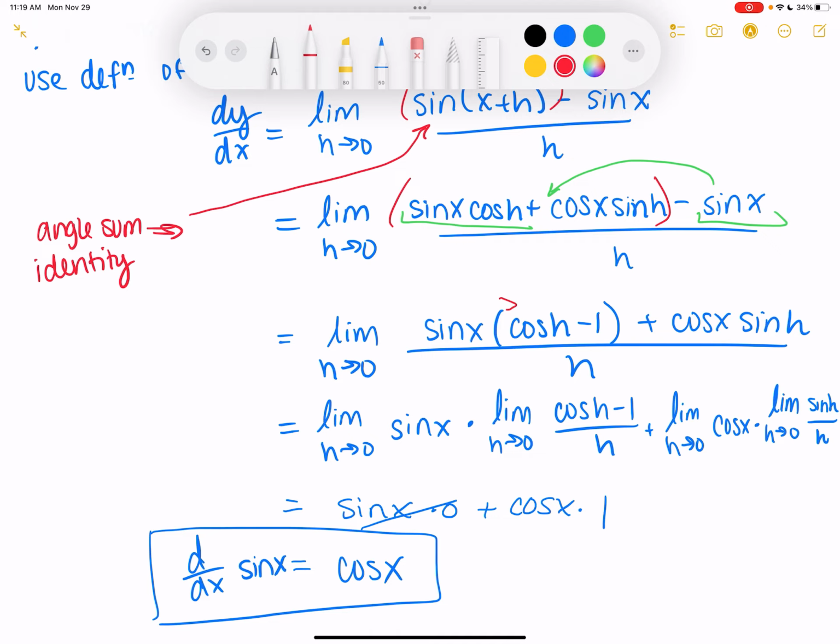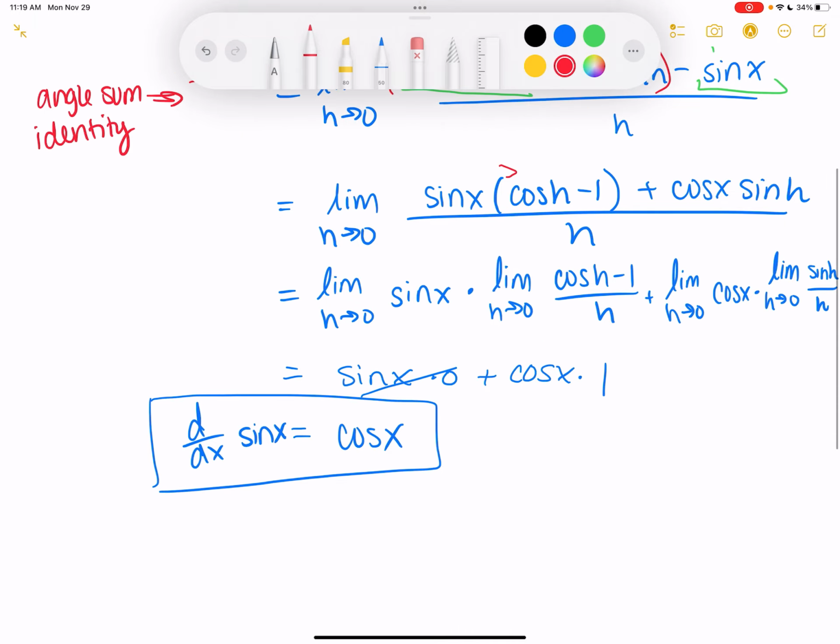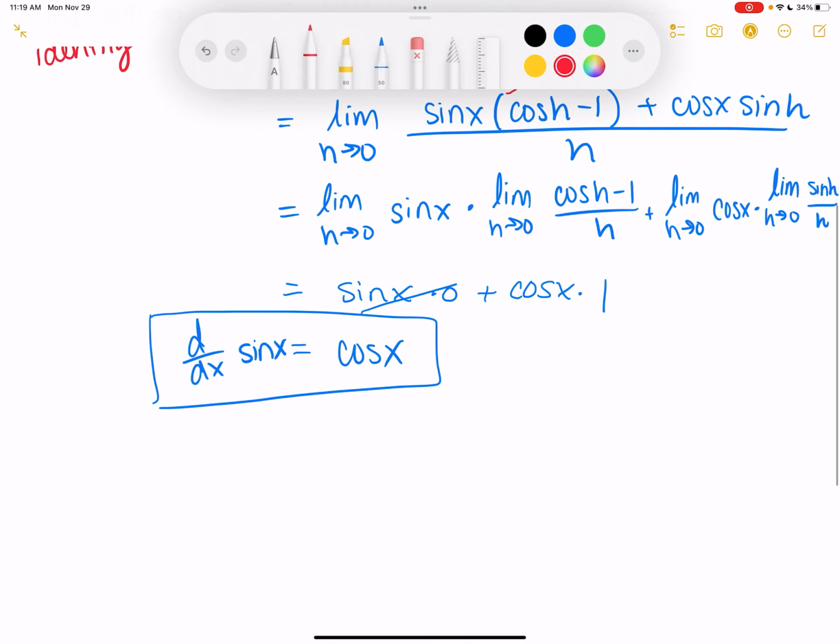You will need to know all 6 of them before the test, so just be aware of that. So I'm going to write down all of your trig derivatives.